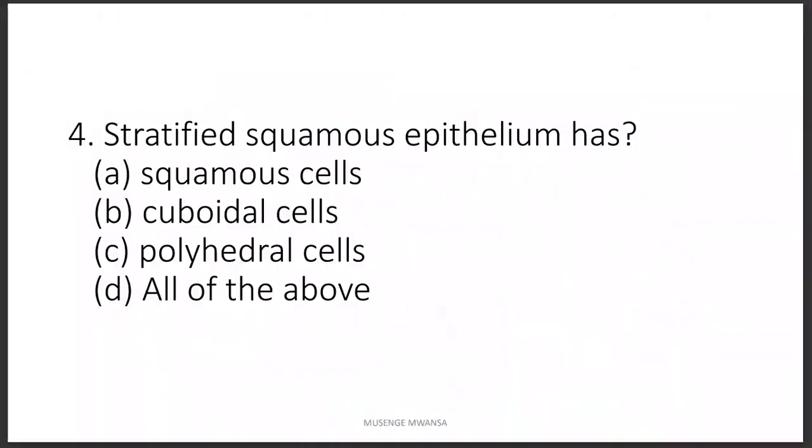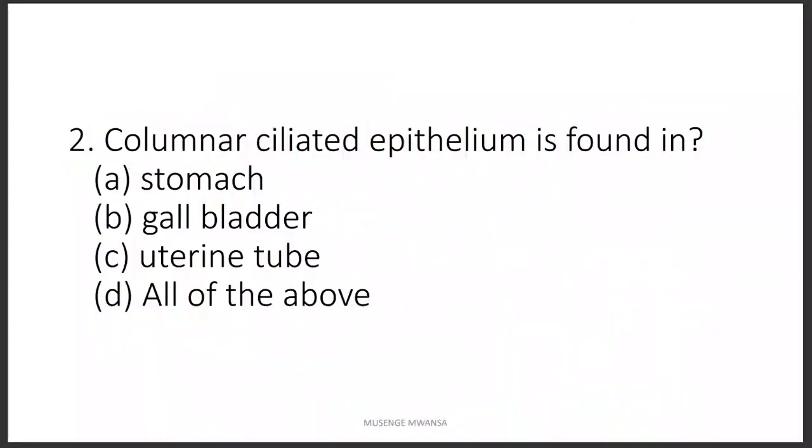I think I just can't remember it. Okay. So columnar ciliated. Now remember the cilia is supposed to be found in the uterine tube. Why in the uterine tube? To be able to push the egg that is coming from the ovary into the womb. So in the uterine tube, you have got columnar ciliated epithelium.